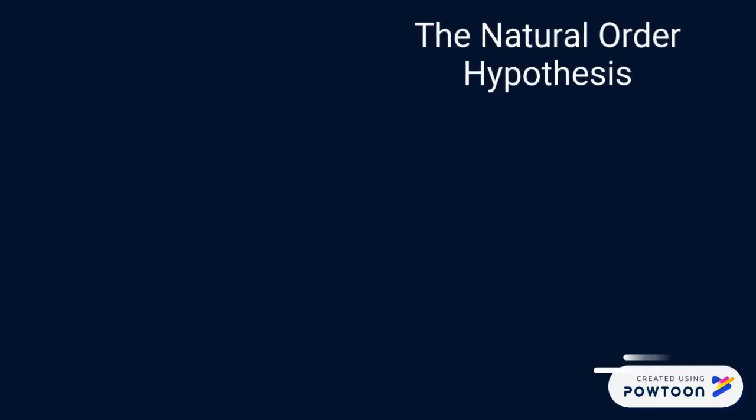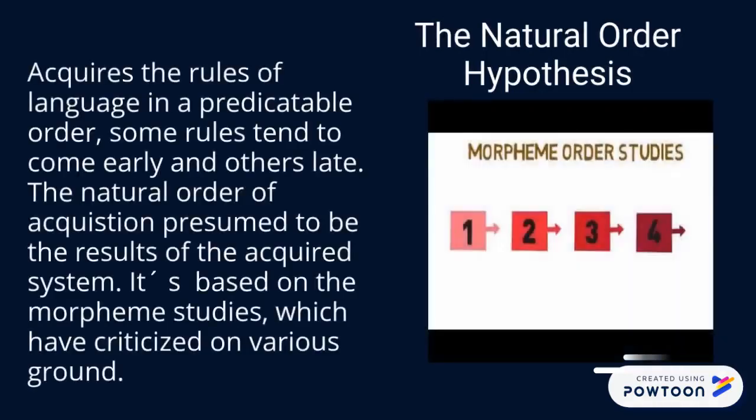The natural order hypothesis states that we acquire the rules of a language in a predictable order, some rules tending to come early and others late. The natural order of acquisition is presumed to be the result of the acquired system, based on the morpheme studies, which have been criticized on various grounds.